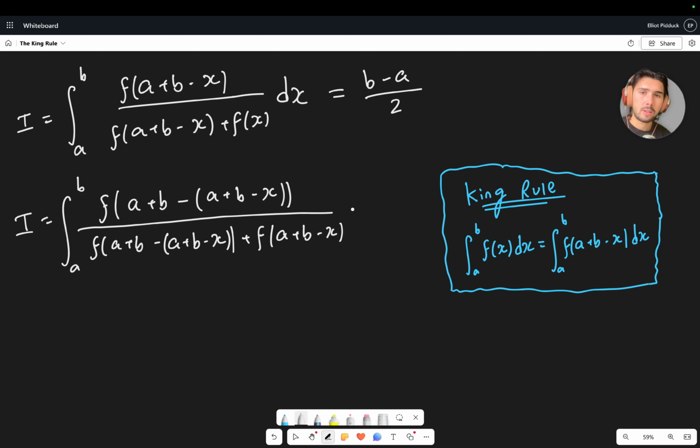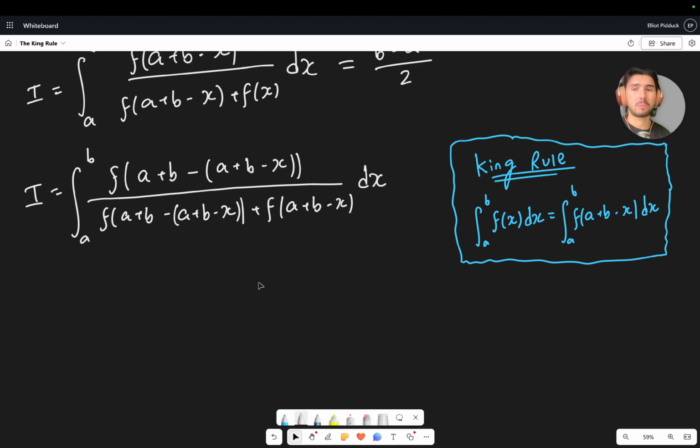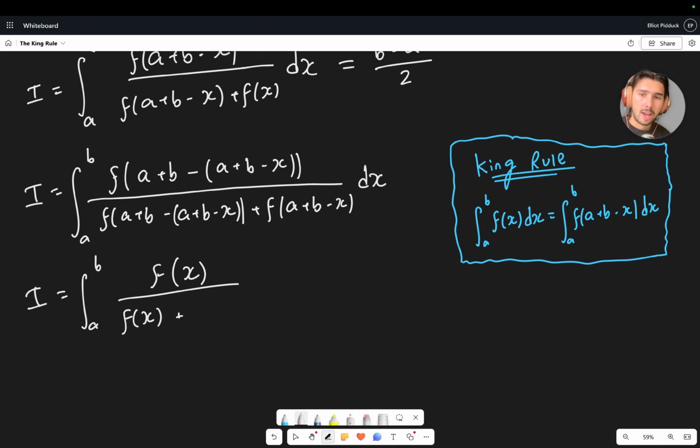So all we've done here is we've just used the king rule on a more complicated situation. But what happens is it ends up simplifying so nicely. So we've got the integral from a to b of, right, what is this? We've got a plus b minus a minus b and then minus x. So that's just f of x, just plainly. This one down here is the exact same. It's just f of x. And this over here is f of a plus b minus x.